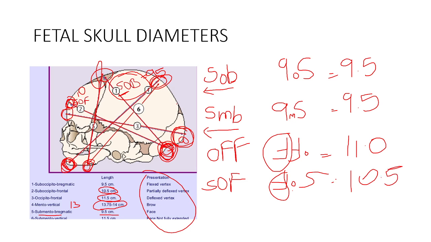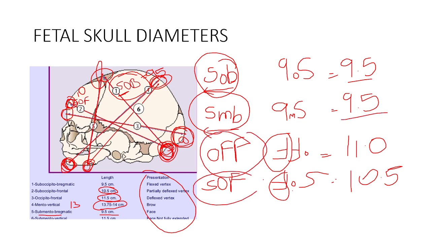Clear? So suboccipitobregmatic, when you reverse it, you get 9.5, and submentobregmatic you again get 9.5. Occipitofrontal, if you reverse, you get 11, and for suboccipitofrontal, treat F as 1, F as first. Then you get 10.5 here. Easy. Now comes the mentovertical.